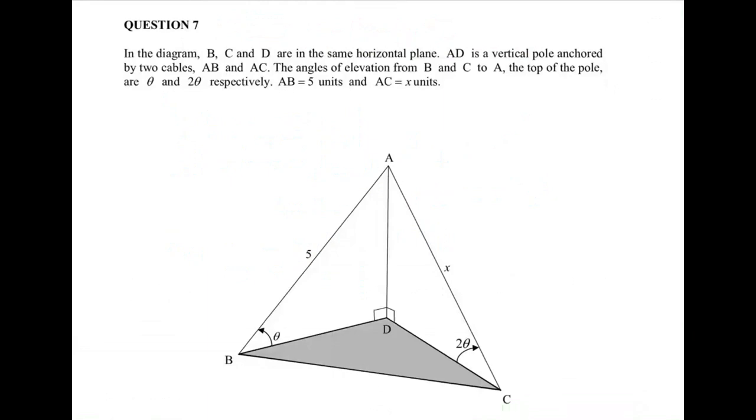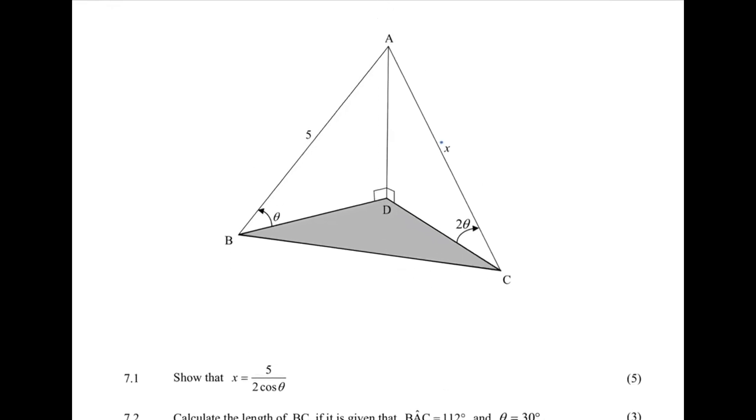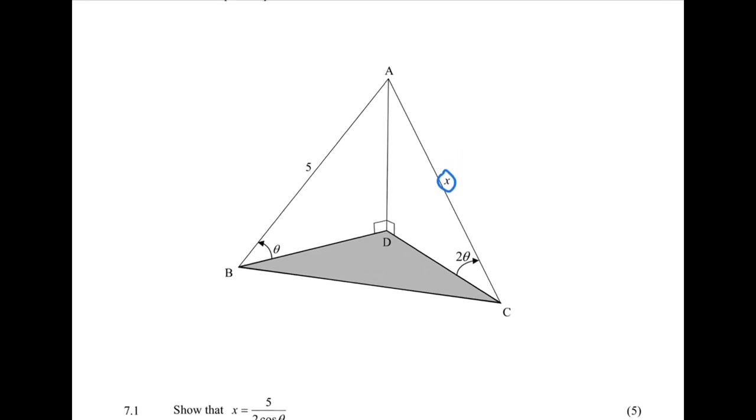We have a 3D diagram here, and the first question, 7.1, is saying show that x here is equals to 5 divided by 2 cos theta, right? Let's look at triangle ADC, right, where x lies. On triangle ADC, the only thing we know is that this angle here is 90, and then this angle here is 2 theta, and then we have x there. We don't have any other information. But then if you look at triangle ADB, right, we have theta here, and then we have 5, right, a value here, and then here we have 90.